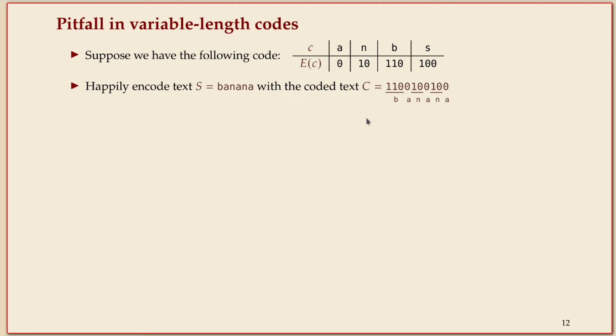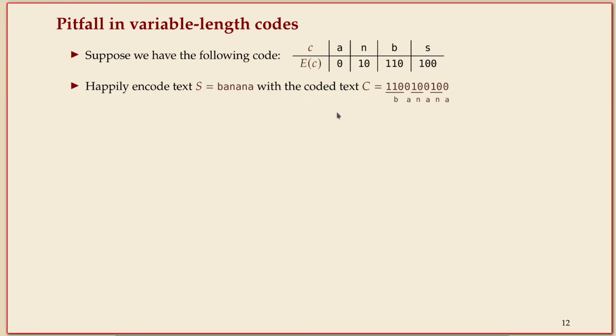We continue our discussion of character encodings. We've seen fixed length encoding, variable length encoding, and some practical examples. Now, I want to point out that in general, you have to be a little careful with these variable length codes, because you can get into trouble.